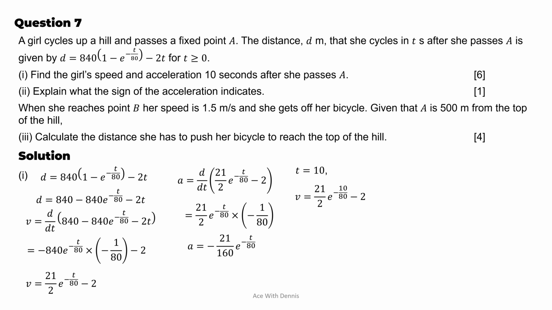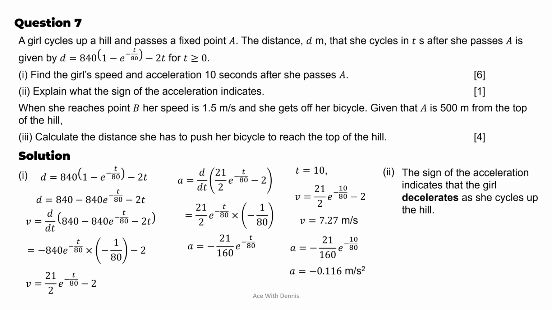Then we substitute t equals 10 into the equation of speed, which is v equals 21 over 2 times e to the power of negative 10 over 80, minus 2, and the answer for the speed is 7.27 meters per second. And for the acceleration, it is negative 21 over 160 times e to the power of negative 10 over 80. And the value is negative 0.116 meters per second squared. Part 2. The sign of the acceleration indicates that the girl decelerates as she climbs up the hill.